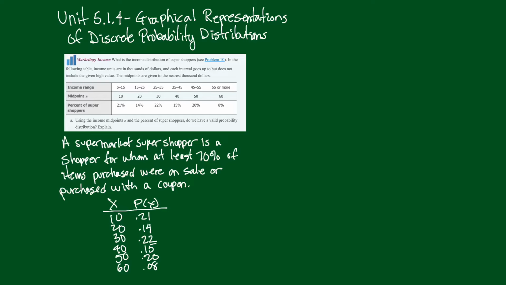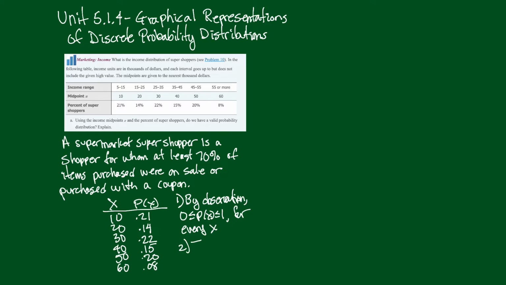Now, is this a valid probability distribution? So first of all, by inspection or observation, this is true. Take a look at these numbers right here. These are the probabilities. For every one of these midpoints, is it true that this number is between 0 and 1? Well, I can see that. So this is true: 0 less than or equal to P of X less than or equal to 1. And that's true for every X.